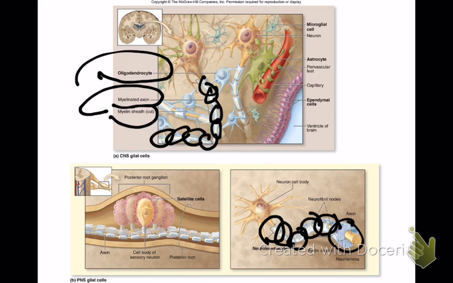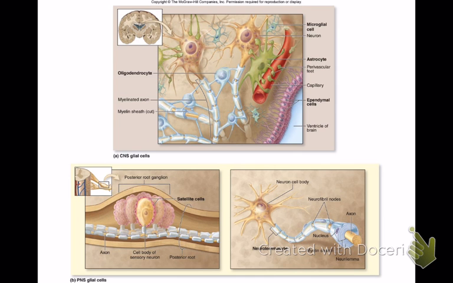And if you have MS, it could affect either one of them as far as I know. Okay, so who does myelination in the CNS? CNS, oligodendrocytes. PNS, Schwann cells. That's a distinction I expect you to remember.